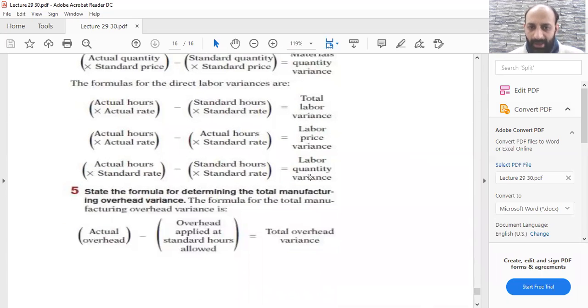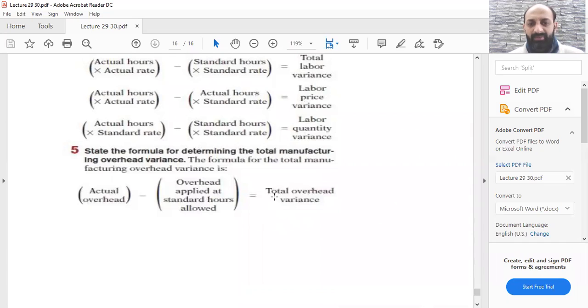In the same way we have these for labor, and at the end we have the calculation for total overhead variance, which is actual overhead minus overhead applied at standard hours allowed. So this is the end of lecture number 30.